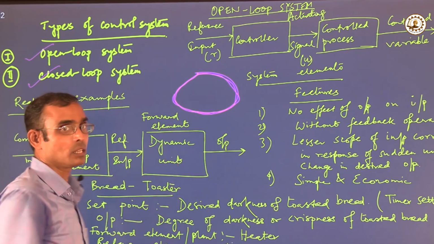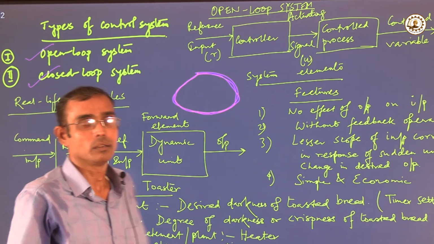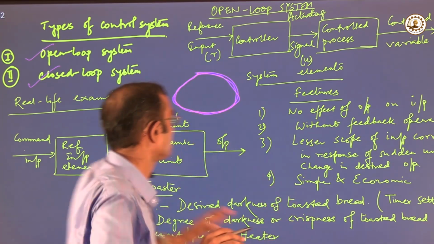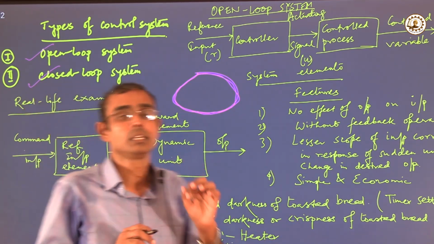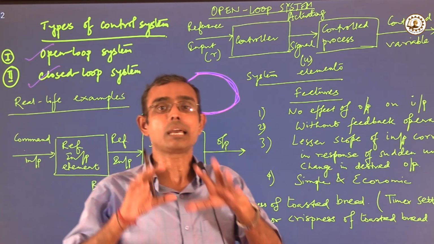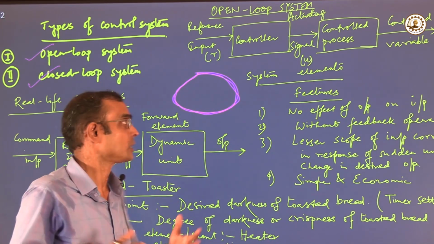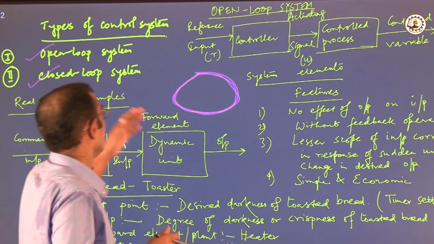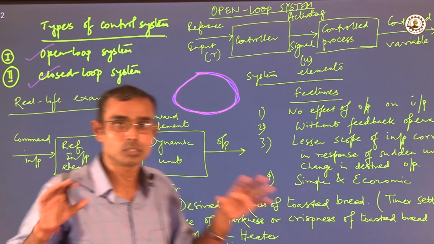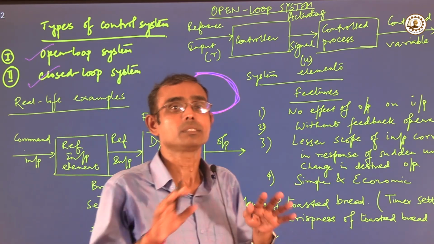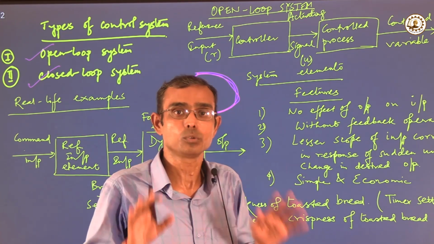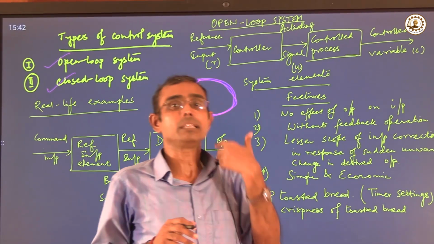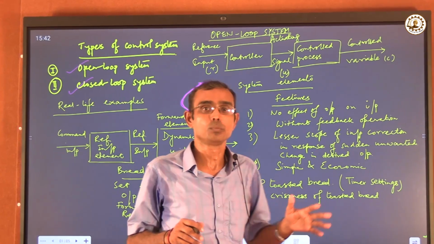Considering this concept of loop, the basic classification of control systems is open loop and closed loop. Any control system which has this basic loop in its configuration is a closed loop control system, and any system which does not have any such loop is an open loop control system. That means no loop is formed, no loop is being used, and it is open. In today's class, I will discuss the open loop control system, and in the next class, the closed loop control system.